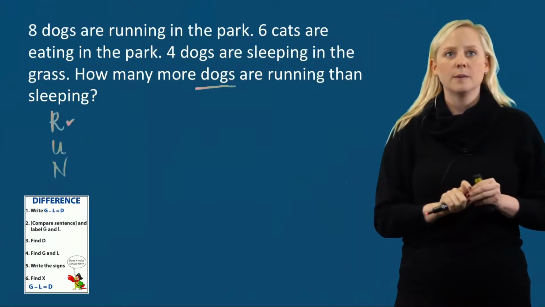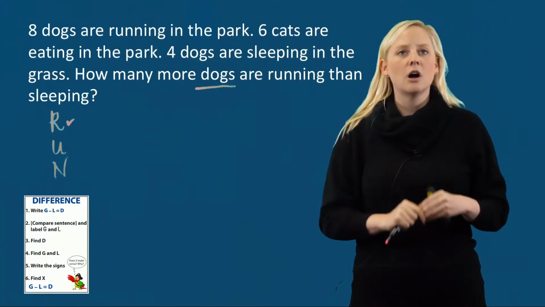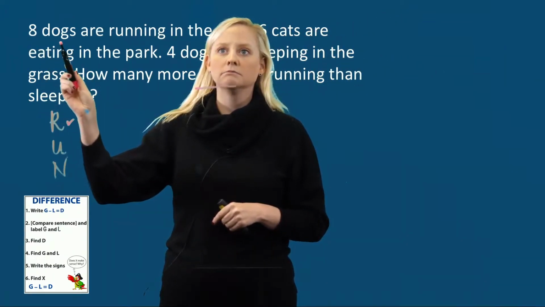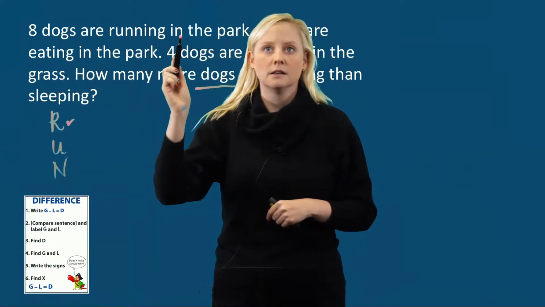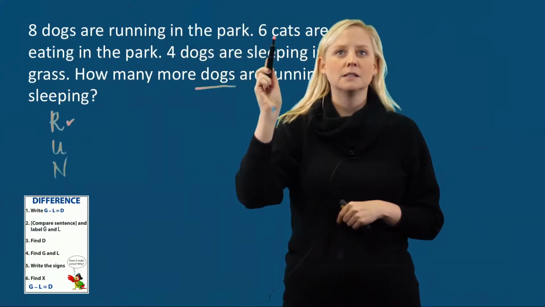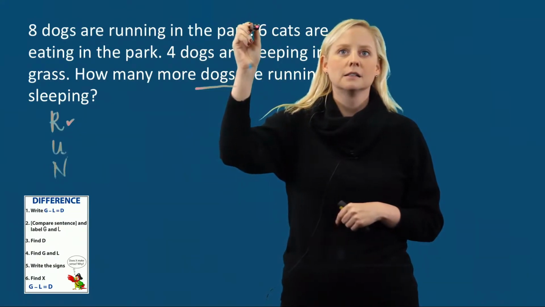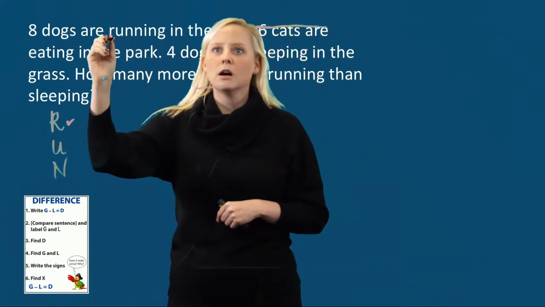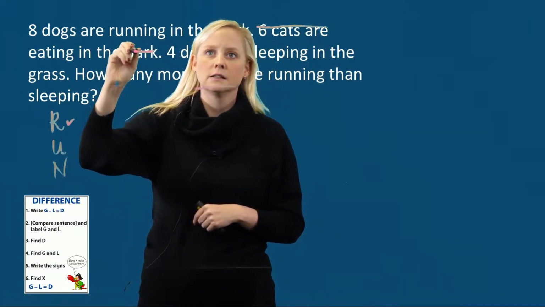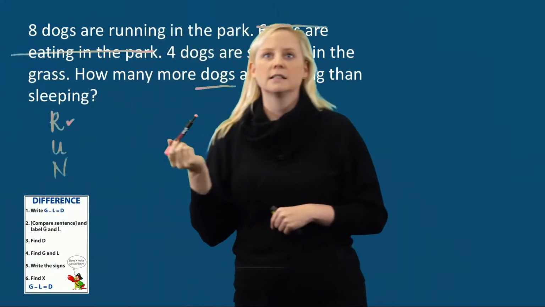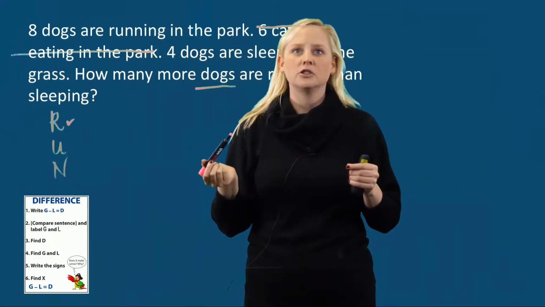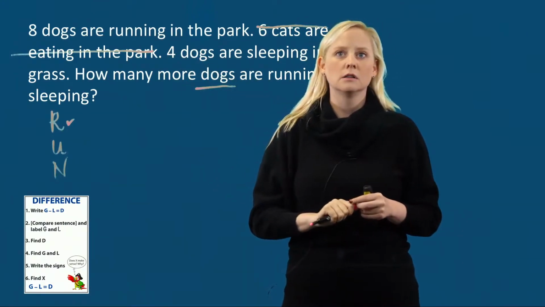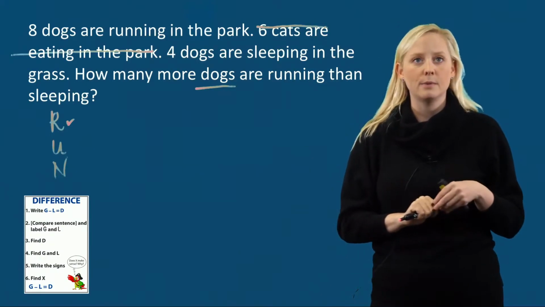Now I have to check for irrelevant information. I want to make sure that all of my numbers are talking about dogs. So let's take a look. Our first number, 8, that's about dogs, so we need that. Let's scan across. Our second number is 6. 6 is about cats. We don't care about cats. We only care about dogs. So I'm going to cross out this whole second sentence. 6 cats are eating in the park. That's irrelevant information. Those numbers are not about our label. Our next number here is 4 dogs. That's talking about dogs. That's about my label, so I need that information.